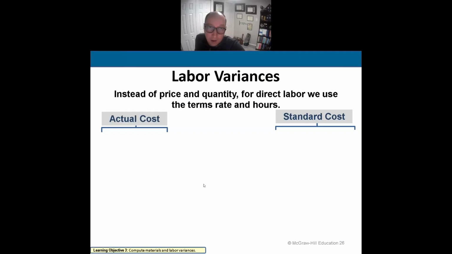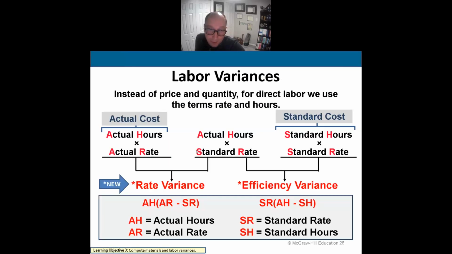What about labor variances? Labor variances, as you recall, actual cost minus standard gives you the variance. When we look at labor, there are two variances that we look for. There's the rate variance, that's the difference in the per hour rate that we pay our employees. And there's an efficiency variance. This tells us the amount of time that they're using to produce a single unit.